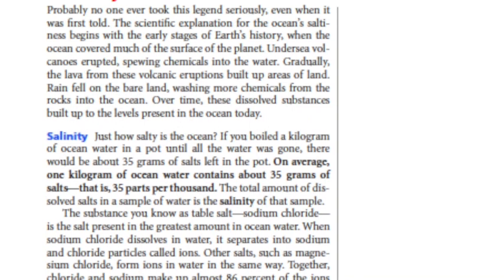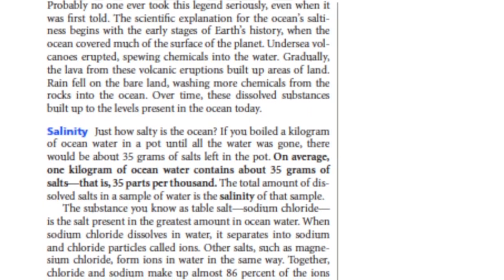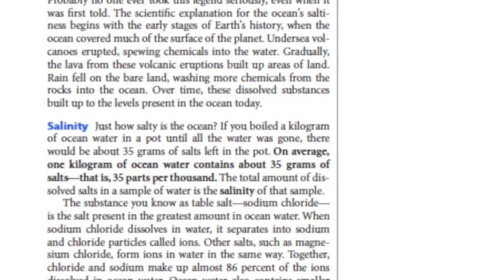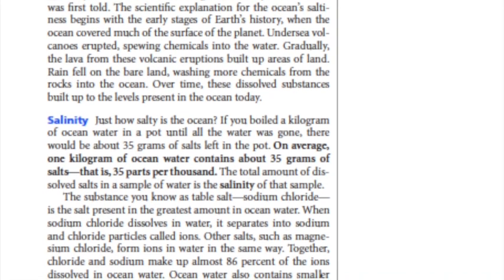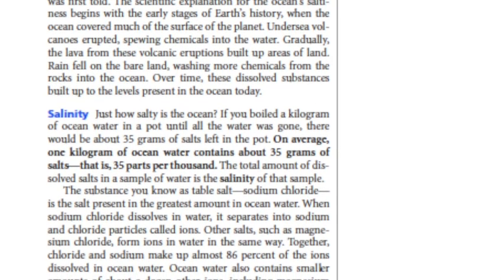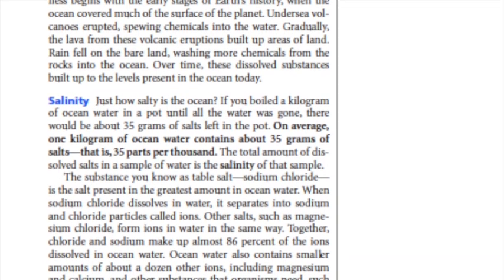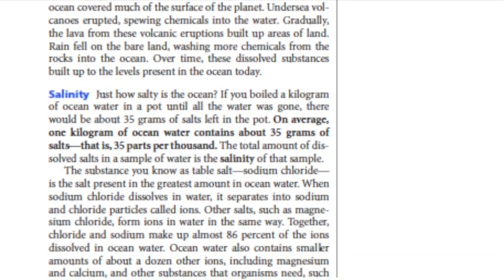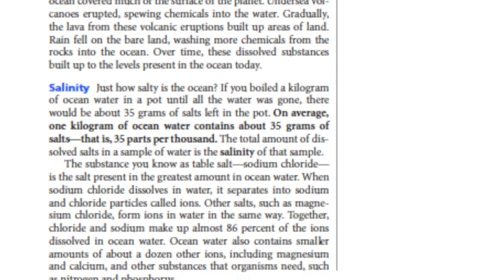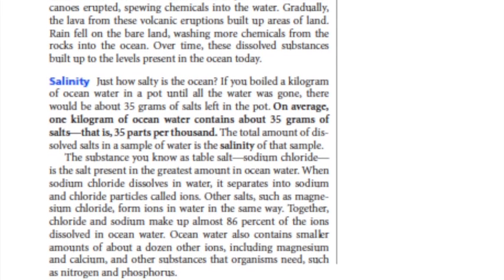Undersea volcanoes erupted, spewing chemicals into the water. Gradually, the lava from these volcanic eruptions built up areas of land. Rain fell on the bare land, washing more chemicals from the rocks into the ocean. Over time, these dissolved substances built up to the levels present in the ocean today.